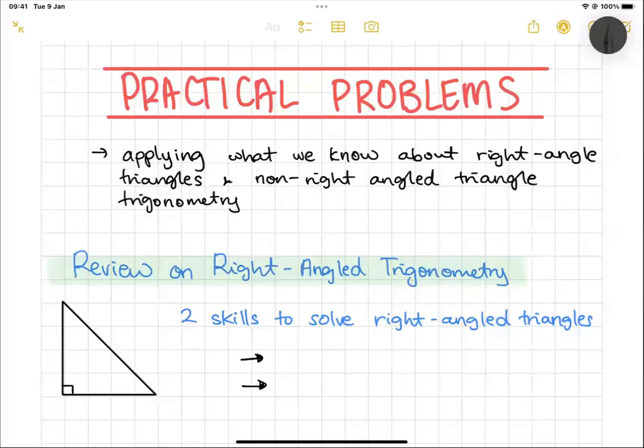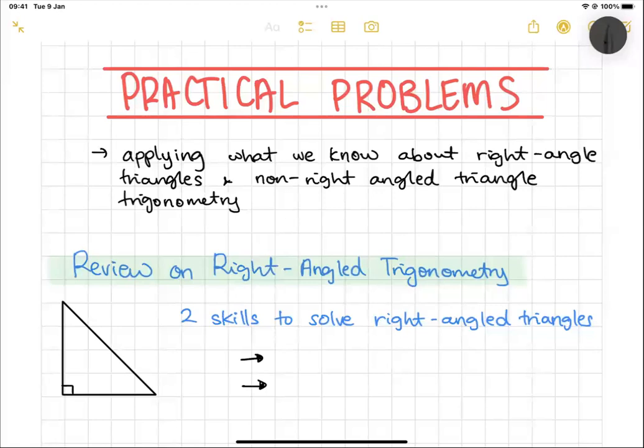Welcome back. Today we are going to look into practical problems. This topic is about applying what we know about right-angled triangles and non-right-angled triangle trigonometry into real-life questions. So before we move into our example, let's just do a little review and a little recap.